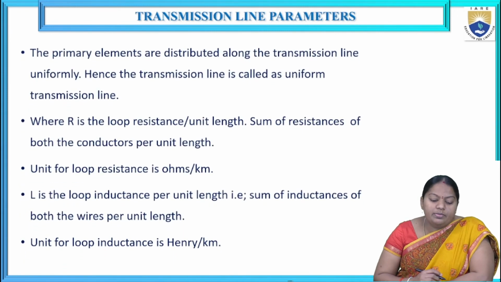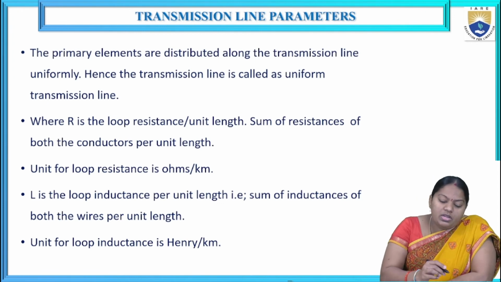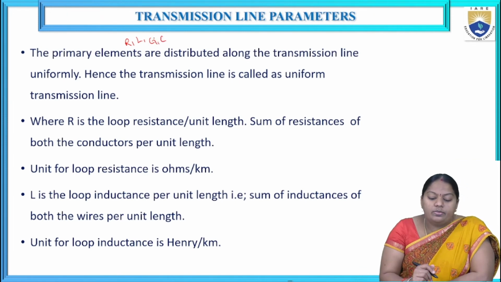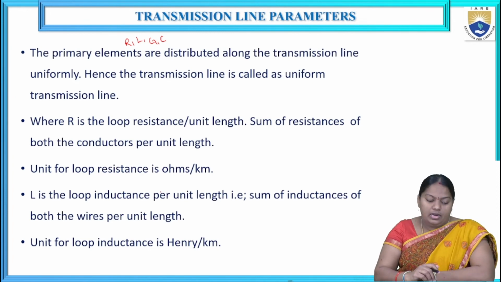Next, the primary elements are distributed along the transmission line uniformly. So what are the primary elements here? Resistance R, inductance L, conductance G and capacitance C. These RLGC parameters are distributed uniformly along the transmission line. Hence the simple transmission line is also called a uniform transmission line, since throughout the line the RLGC parameters are uniformly distributed.